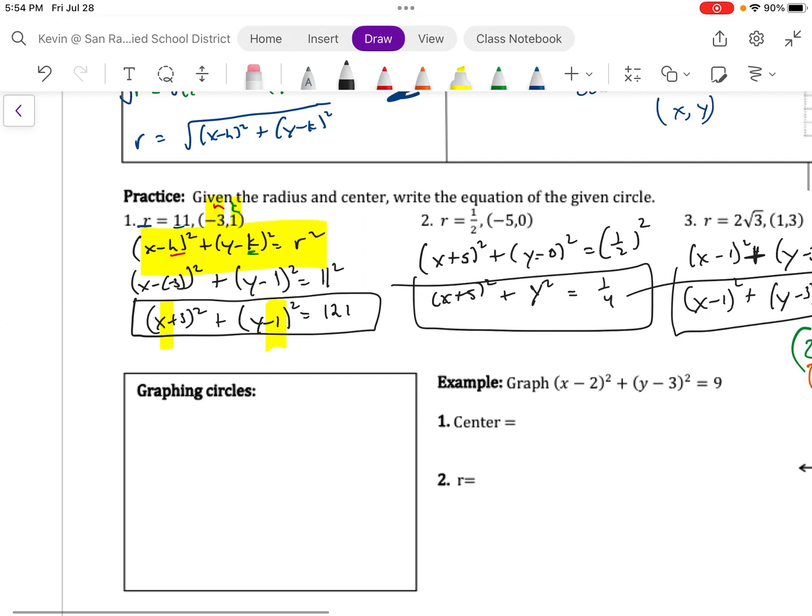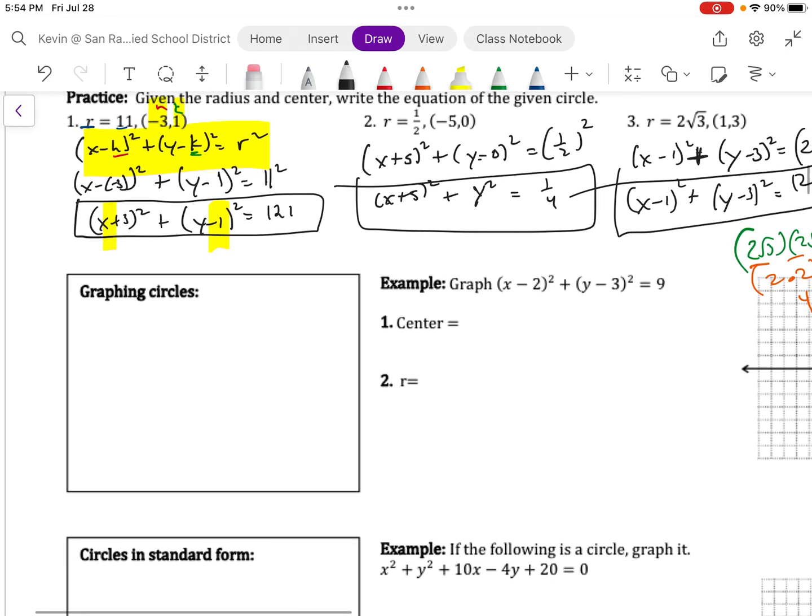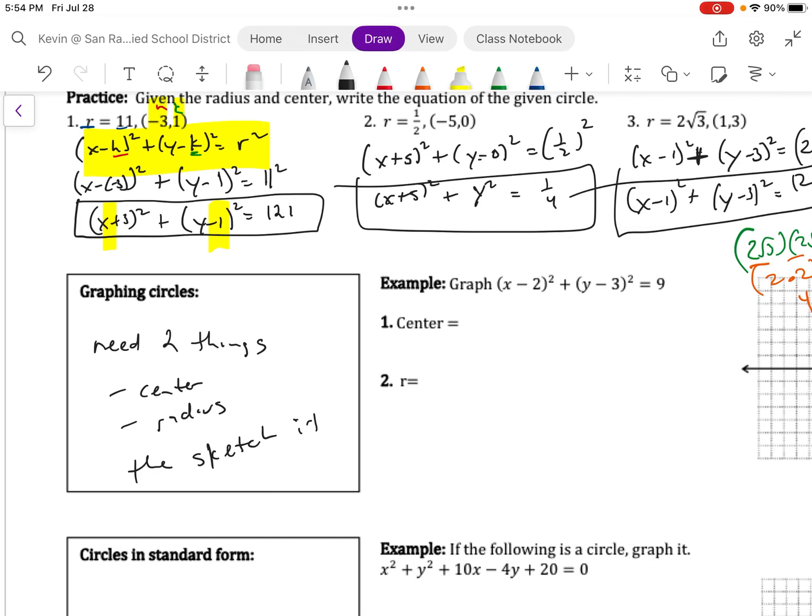Okay, graphing circles. We have time to do that. Easy enough. Graphing circles needs 2 things. You need the center. You have to know where the center is, and you need to know what the radius is. And then just sketch it.